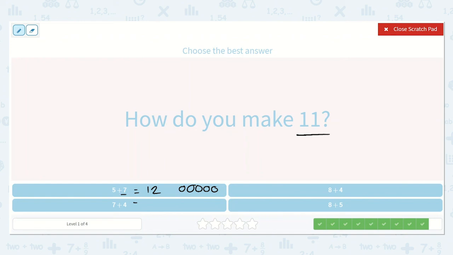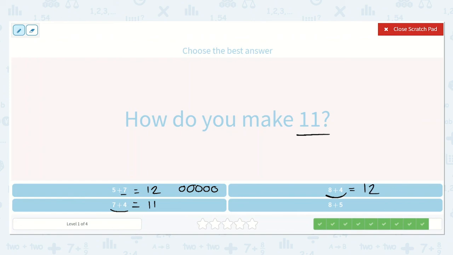Well, if 5 plus 7 is equal to 12, 4 plus 7 would be 1 less because 4 is 1 less than 5. Remember, it does not matter which order we add these. So 1 less than 12 is 11. If 7 plus 4 is 11, 8 plus 4 will be 1 more because 8 is 1 more than 7. So 8 plus 4 is 12.